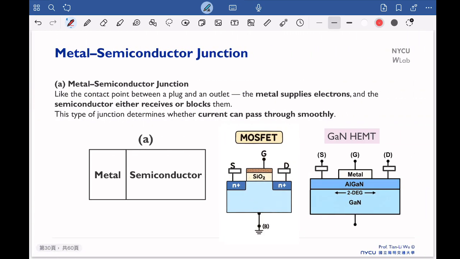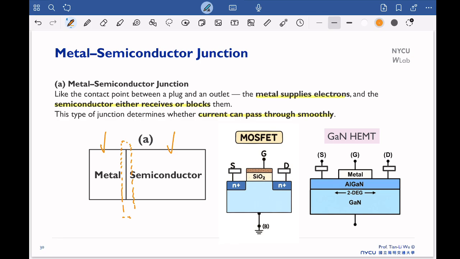So the first one, the metal semiconductor junction. It is just like the contact point between a plug and an outlet. Here, the metal supplies electrons and the semiconductor either receives or blocks them. This type of junction determines whether current can pass through the semiconductor smoothly or not. So this is a schematic of the metal and semiconductor junction. As I said, we have a piece of semiconductor, and on top of it we put a metal, and this region is what we call the metal semiconductor junction.